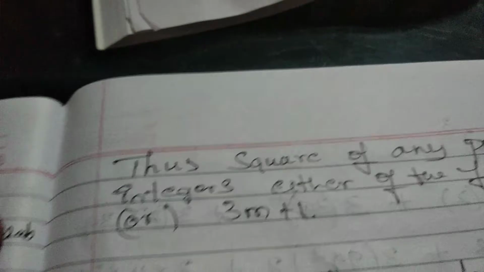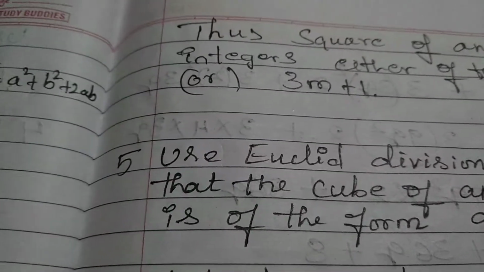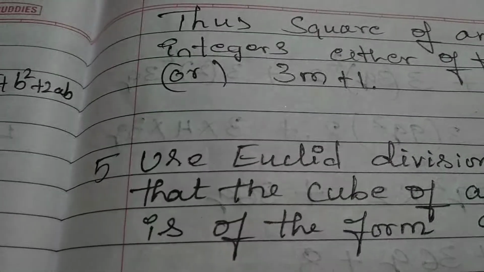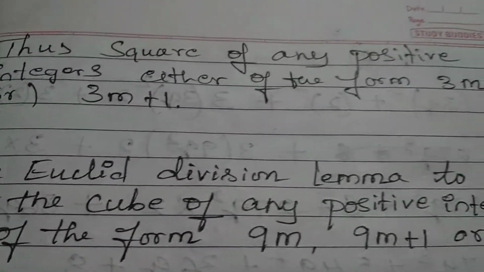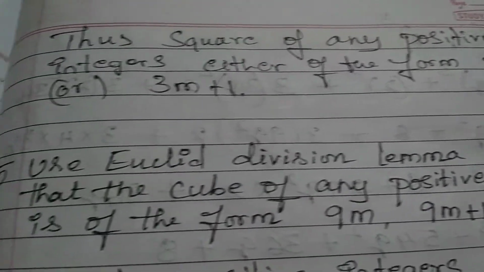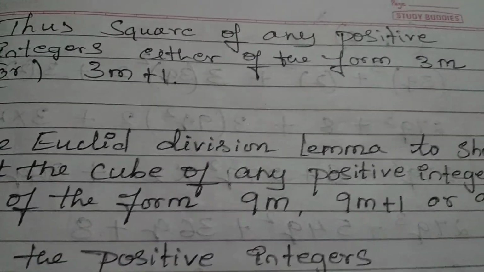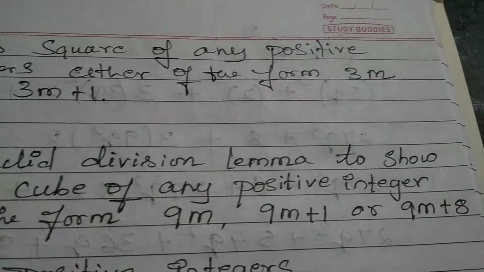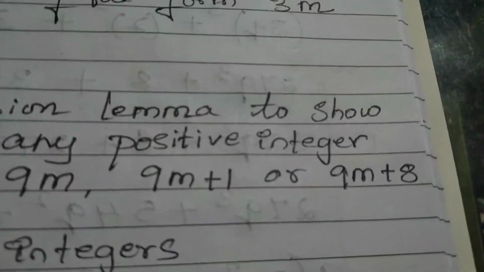Okay children, we'll go to the next problem, the fifth problem and the last problem of exercise 1.1. Use Euclid division lemma to show that the cube of any positive integer is of the form 9m, 9m plus 1 or 9m plus 8.